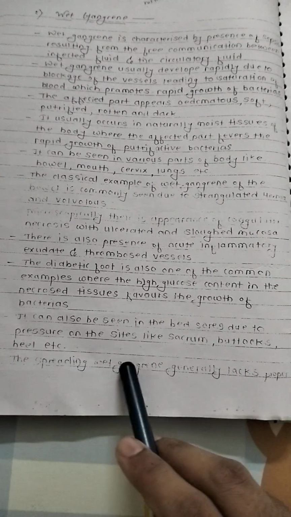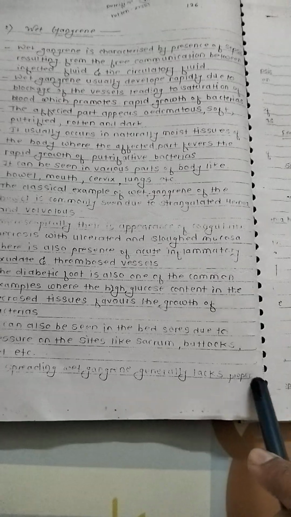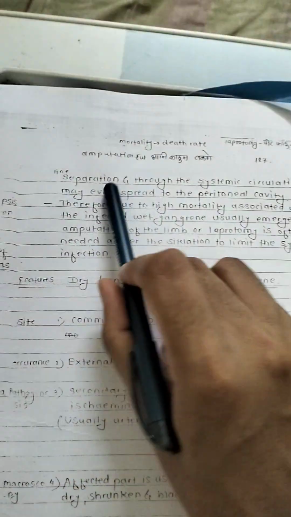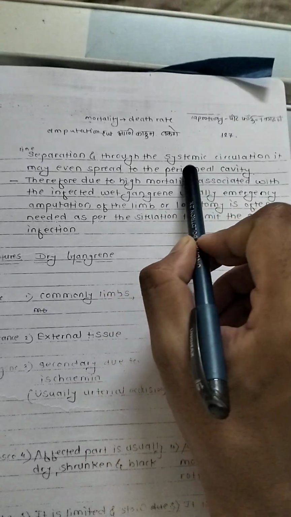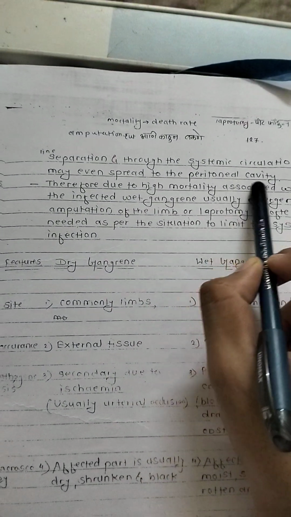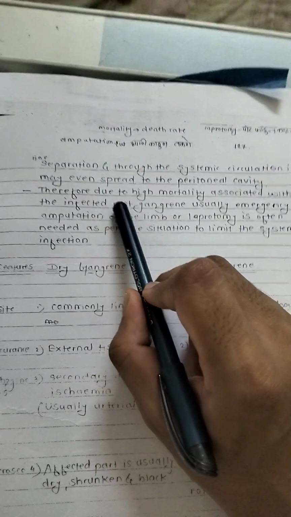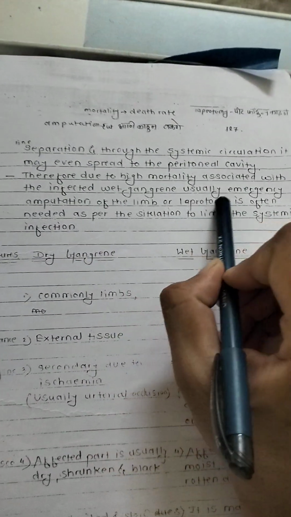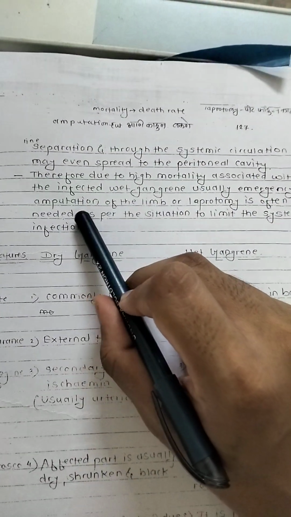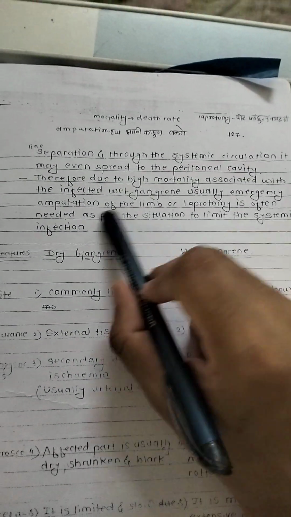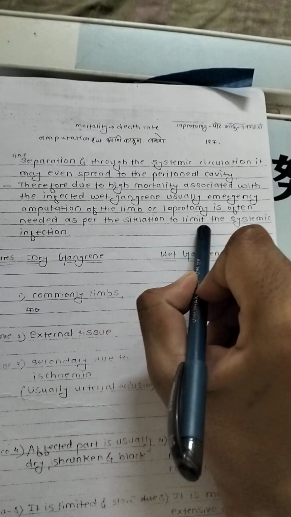The spreading wet gangrene generally lacks a proper line of separation. It spreads through the systemic circulation. It may even spread to the peritoneal cavity. Therefore, due to the high mortality associated with the infection, wet gangrene usually needs emergency amputation of the limb, or laparotomy is often needed as per the situation to limit the systemic infection.